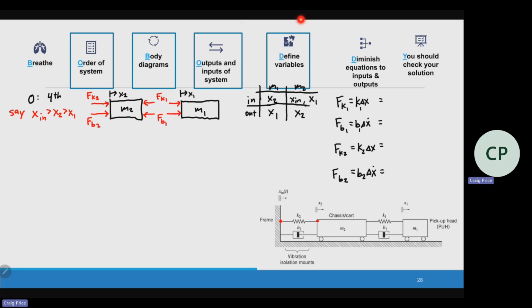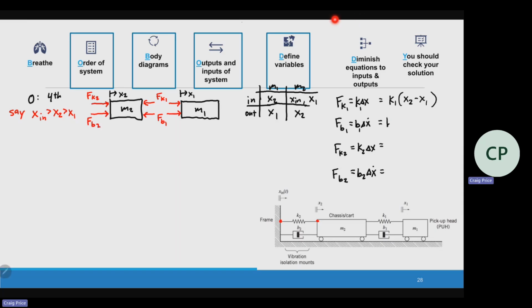For FK1, what should delta X be? This is the one between the two masses. Very good. We said that X2 is greater than X1, so we're going to be consistent with that. This gives us a positive value. And again, you can always check this at the end. If I don't have all positive on the output, that means I have an unstable system. I probably didn't match the definition to the free body diagram.